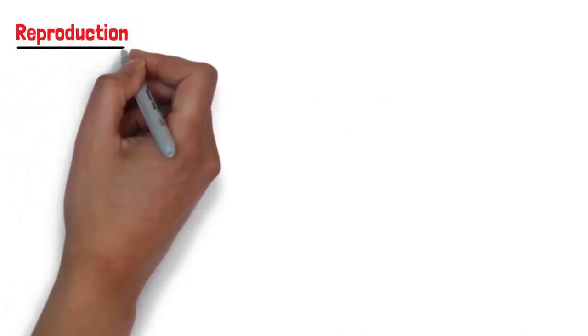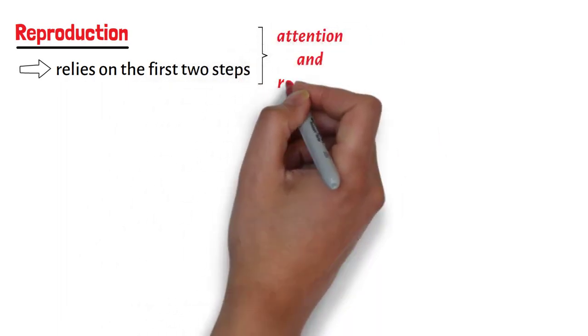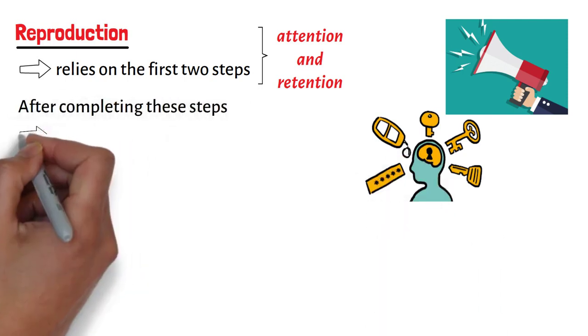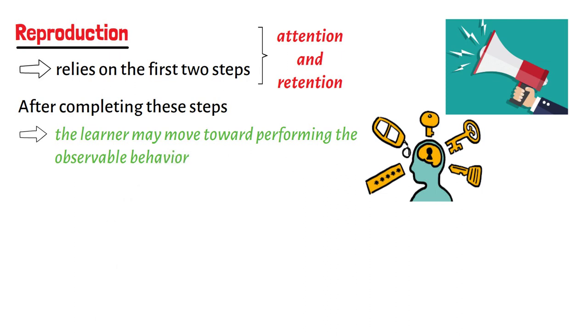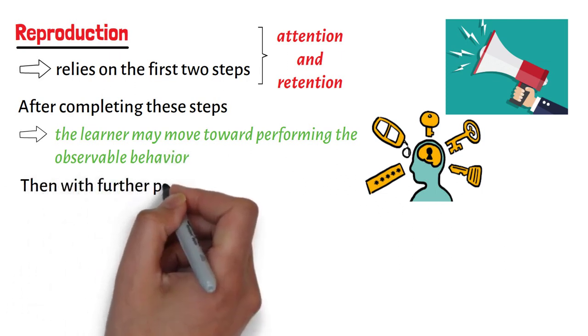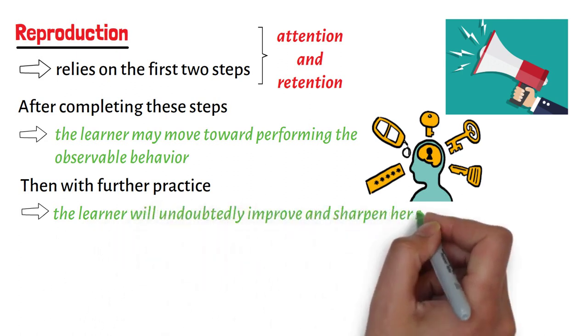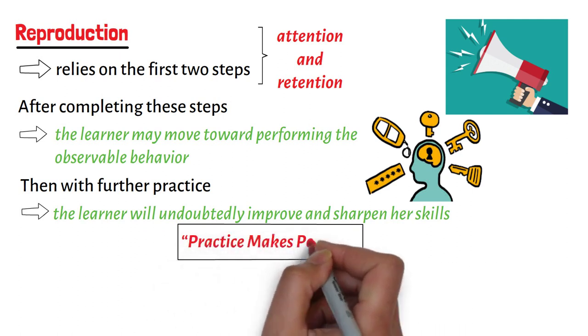On reproduction. Reproduction relies on the first two steps, namely, attention and retention. After completing these steps, the learner may move toward performing the observable behavior. Then, with further practice, the learner will undoubtedly improve and sharpen her skills. The adage, "Practice makes perfect," applies here.